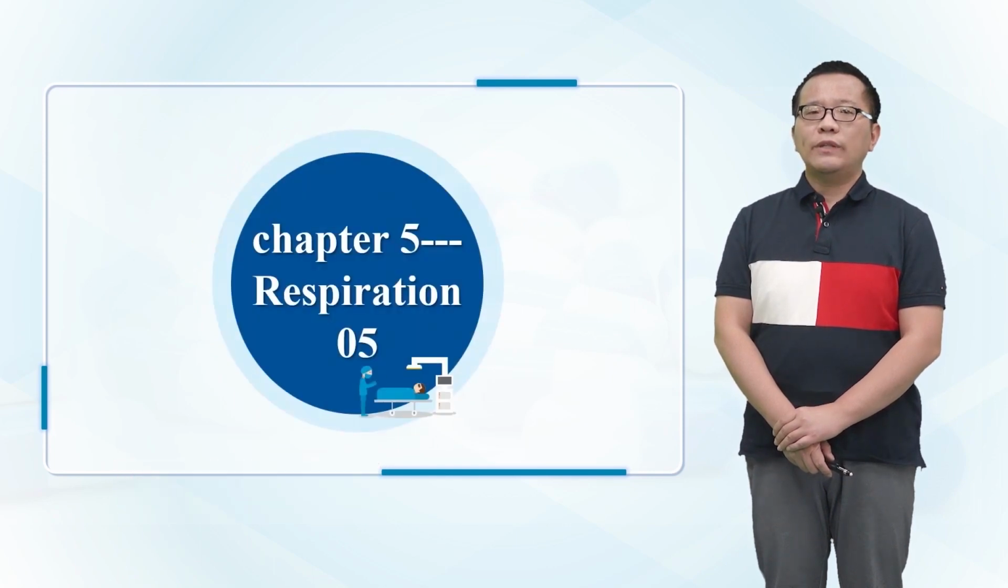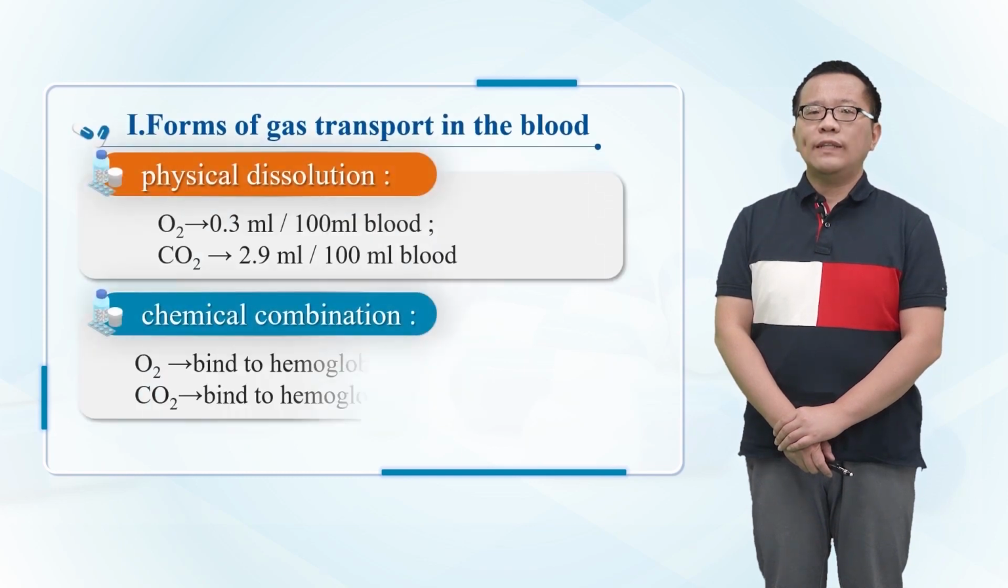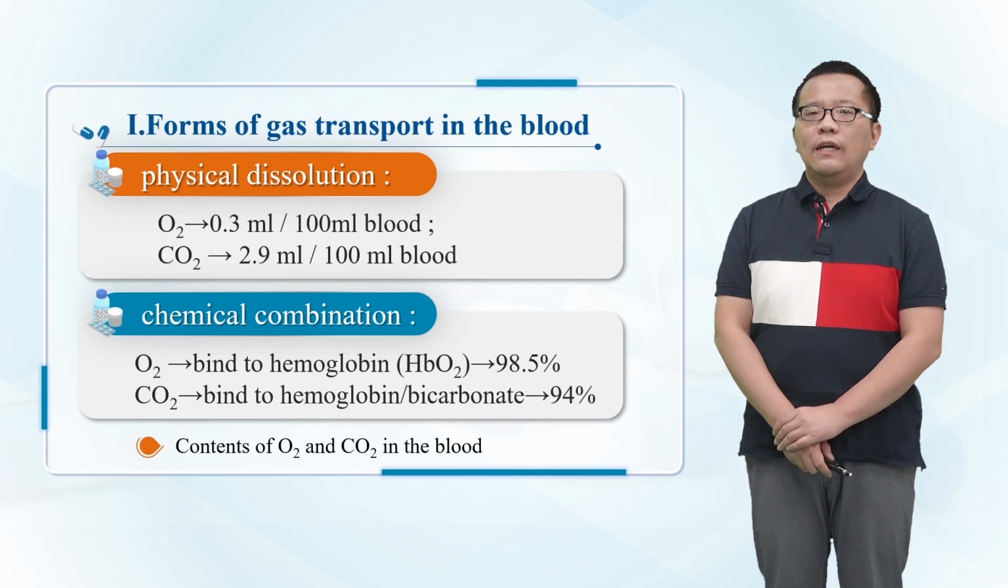Now we talk about gas transportation. There are two forms of oxygen and carbon dioxide transportation in the blood: physical dissolution and chemical combination. In physical dissolution, the oxygen is 0.3 ml in 100 ml blood, but the carbon dioxide is 2.9 ml.